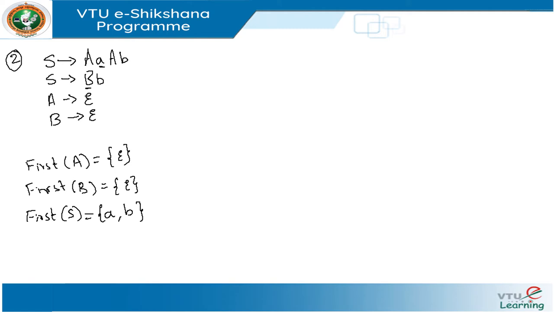So now we will write the follow sets for the non-terminals. Follow of S. So follow of S being the starting symbol of the grammar, always we need to include a dollar symbol in the follow of S. Then on the right hand side, we are not getting any S. So the follow set of S completes here.